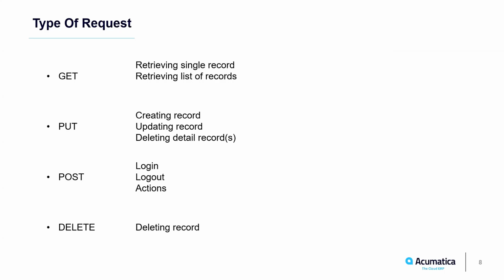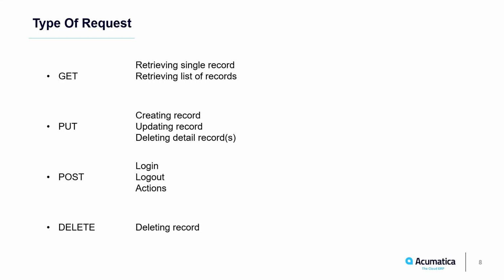So for example, if we're talking about sales order, a detail record here would be a sales order detail or an SO line. The post type of request is used for 3 things: the login request, the logout request, and the actions, or triggering of an action on a specific screen. And the delete type of request is, of course, to delete a record, but the whole record in itself. So the top main part and everything that might be a child of that top record.